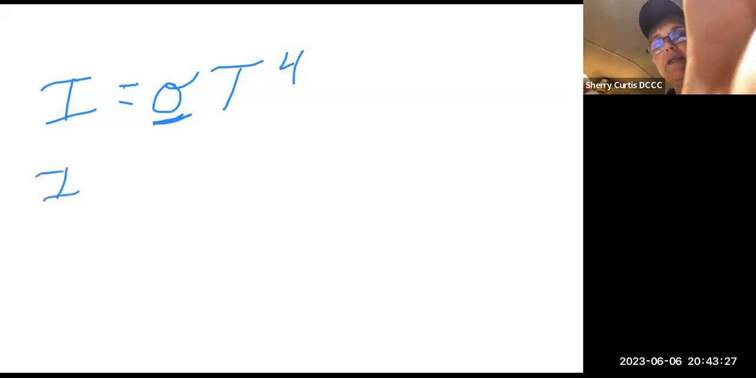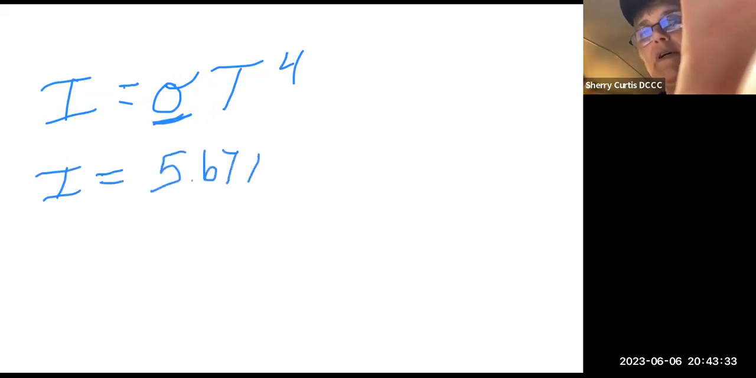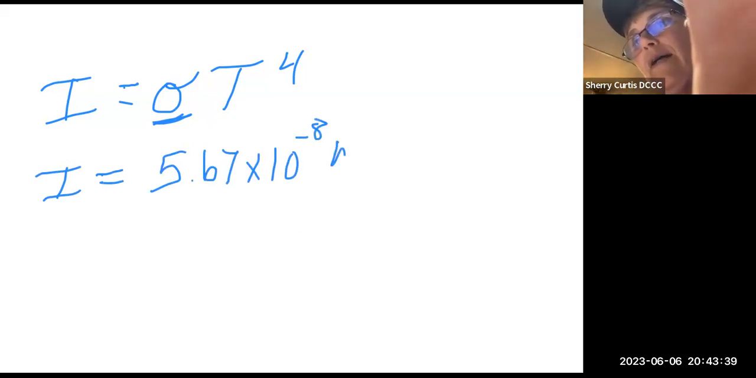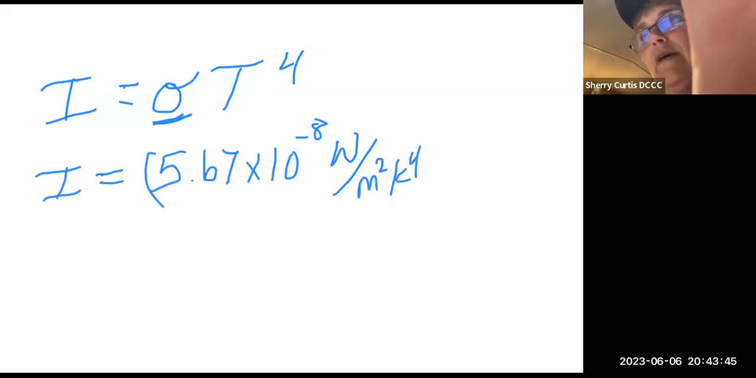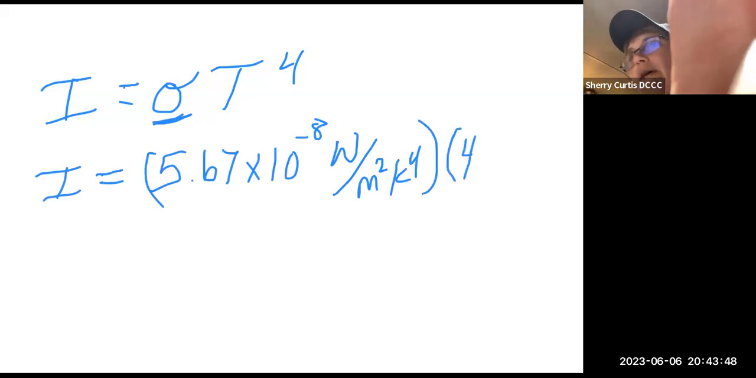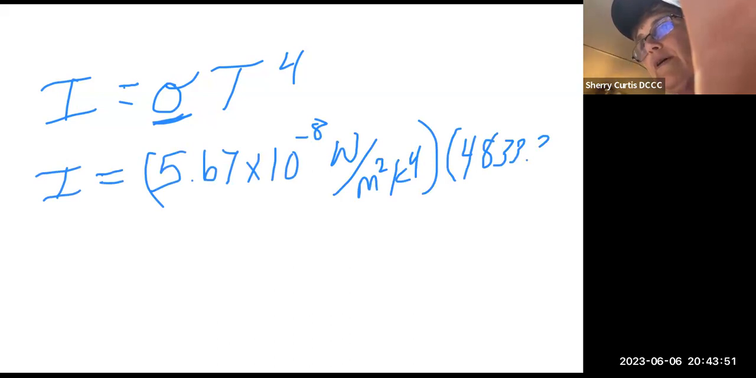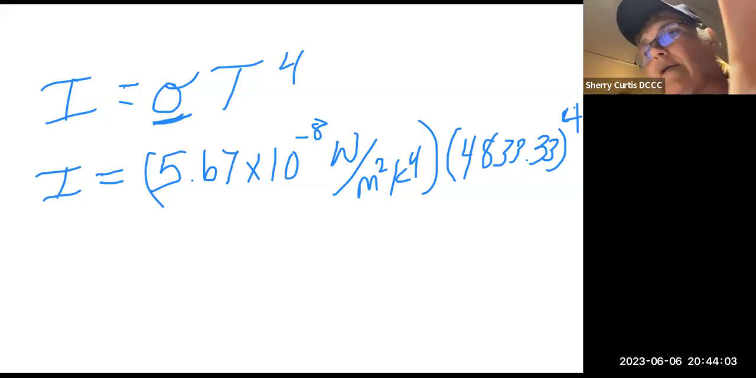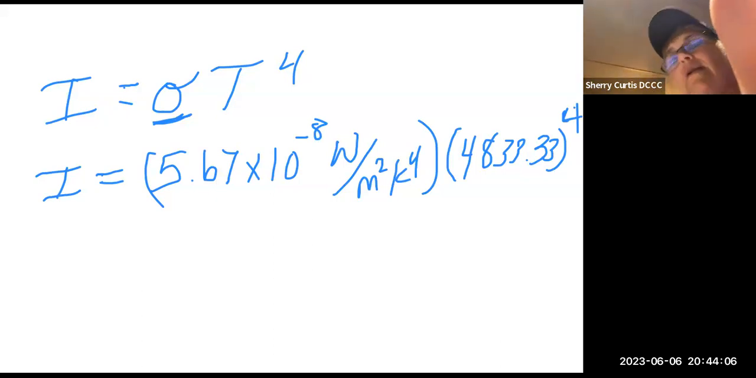So to find the intensity, the sigma is a constant. It is 5.67 times 10 to the negative 8, and that is watts per meter squared kelvin to the 4th power. That is a constant. And then you would put your 4833.33 to the 4th power there. I am mostly concerned with your process on this. If you struggle with working the calculator for scientific notation, that's okay, I understand. But go ahead and give it a try.